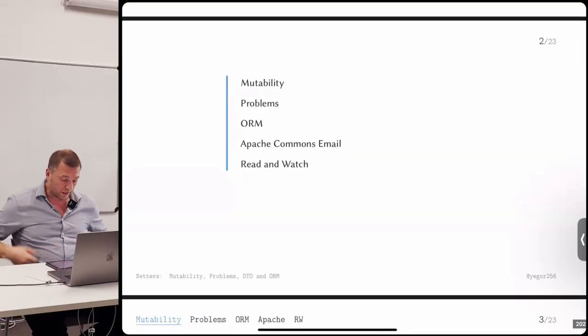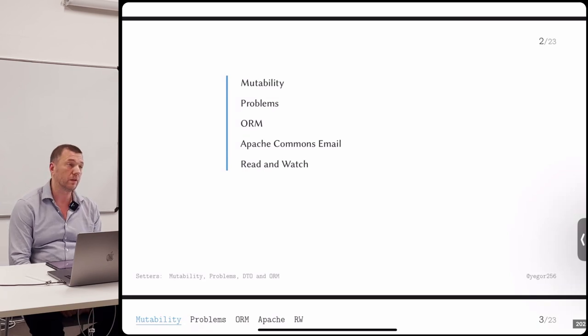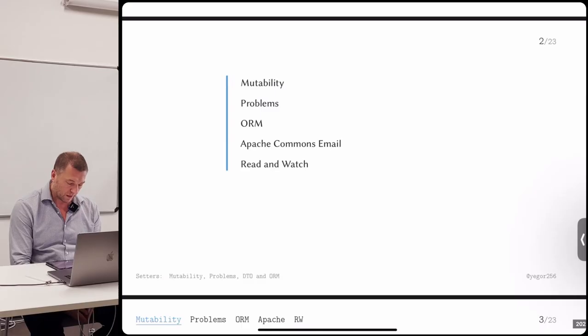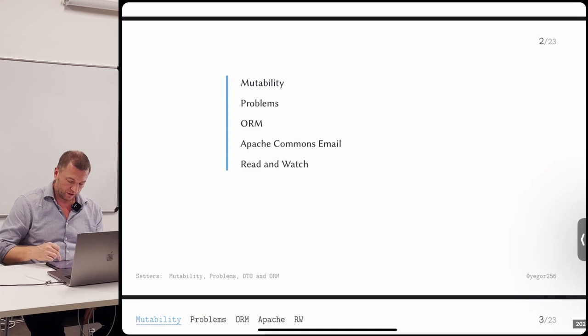So the structure of the lecture: we talk about mutability, I introduce the topic, then we discuss the problems of mutability, which kind of problems immutability introduces, then I will show you some criticism of the object relational mapping design pattern, and as I promised, Apache Commons Email, a quite popular Java library, and in the end some recommendations for what to read and watch.